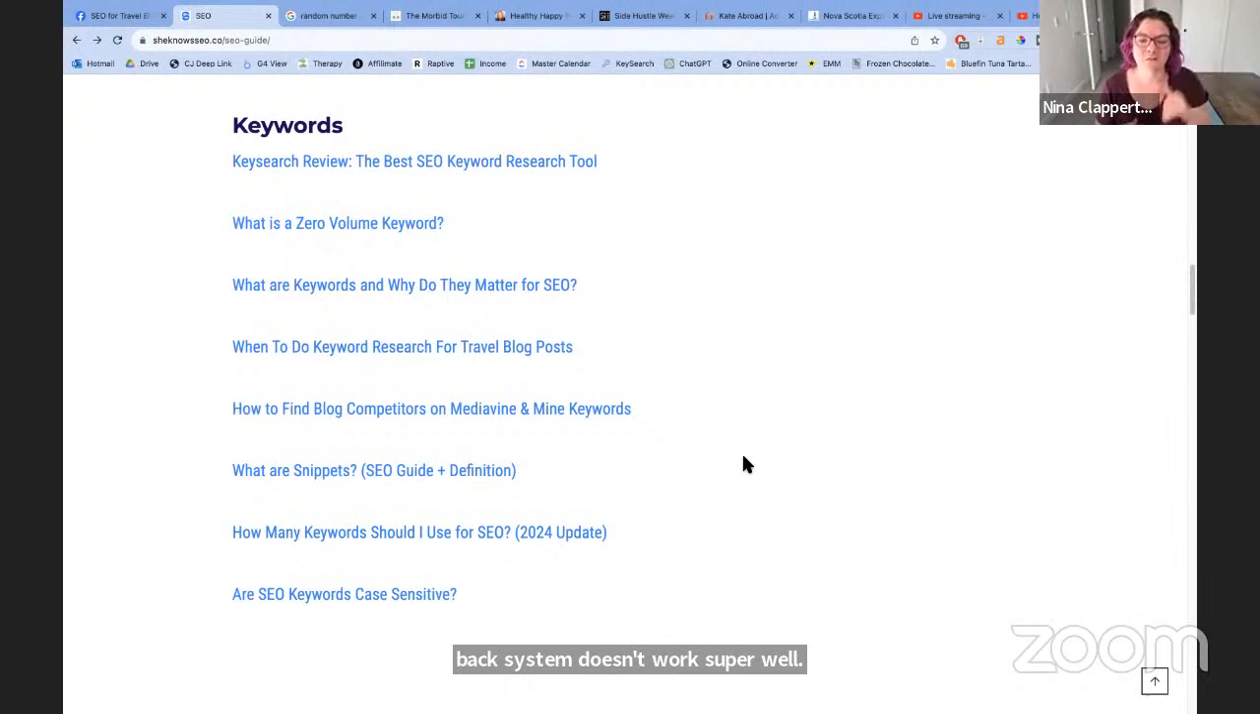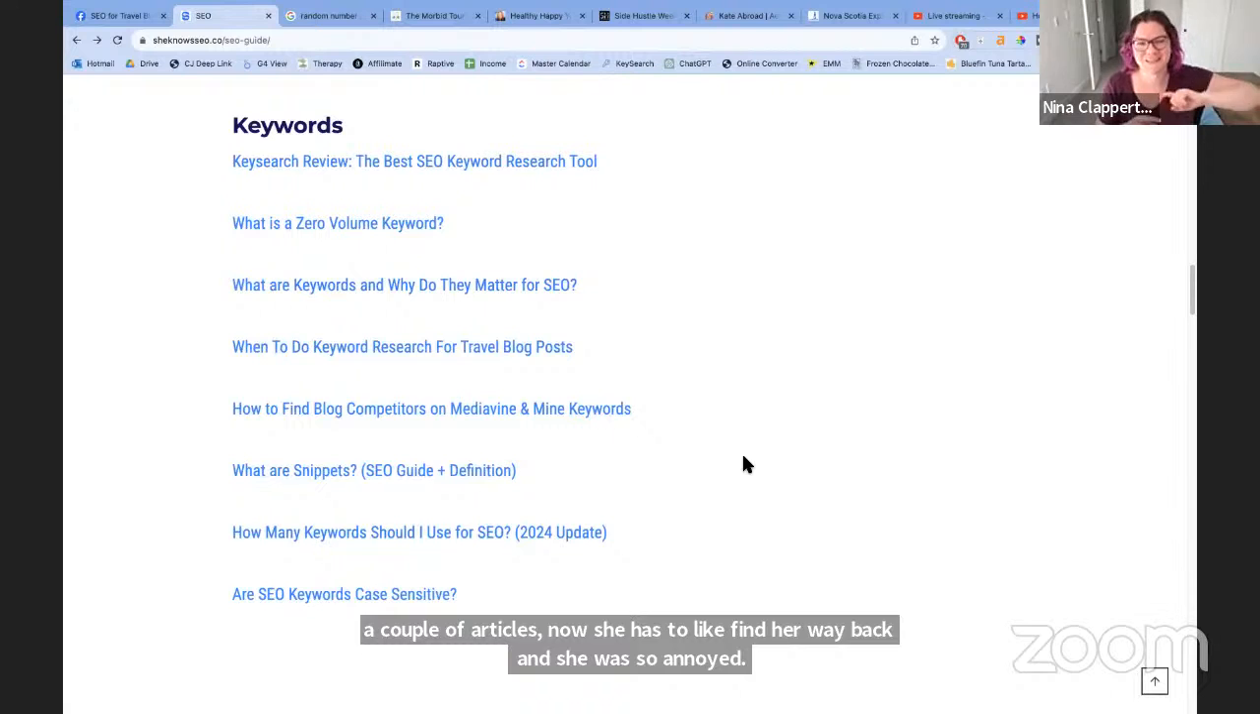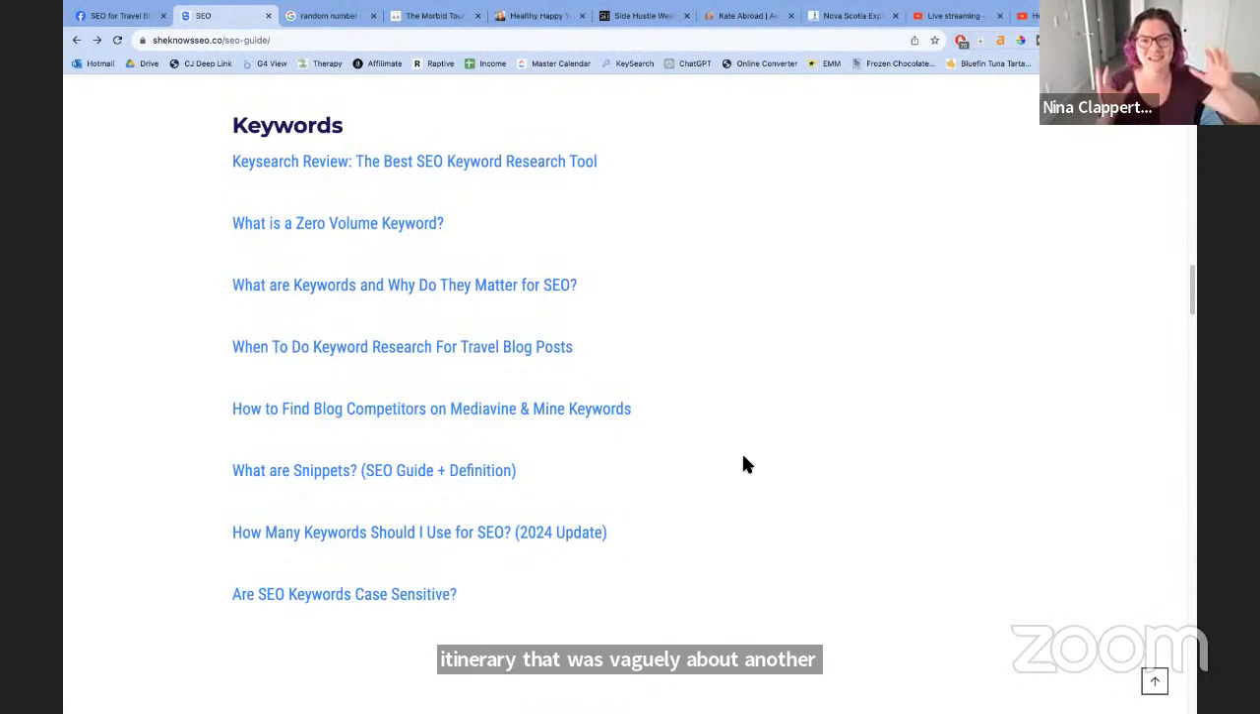She was like, I had to go to the footer. I found an itinerary that was vaguely about another location just so I could get to that city's version of their site, but it was all on the same URL. It wasn't separate sites. But you can see she was getting frustrated. Ultimately she has more patience than most people, so she stuck around a bit, but she left a lot earlier than she would have if she was able to get a good user experience.